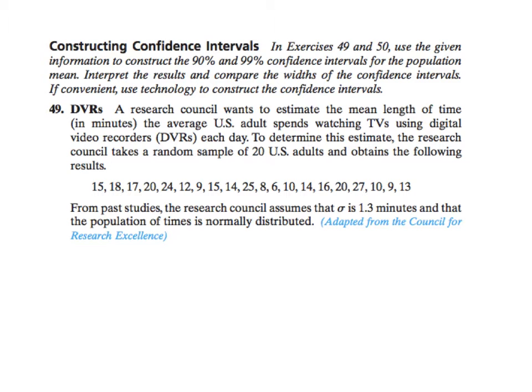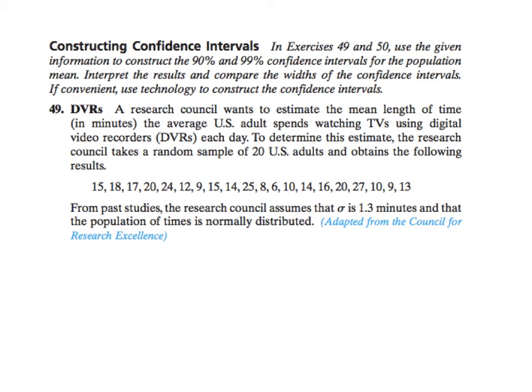DVRs. A research council wants to estimate the mean length of time in minutes the average U.S. adult spends watching TV using DVRs each day. To determine this estimate, the Research Council takes a random sample of 20 United States adults and obtains the following results. And so 20 numbers are listed, and these represent the minutes that each of those adults spends looking at DVRs each day. And it says, from past studies, the Research Council assumes that sigma, or the standard deviation, is 1.3 minutes, and that the population of times is normally distributed.